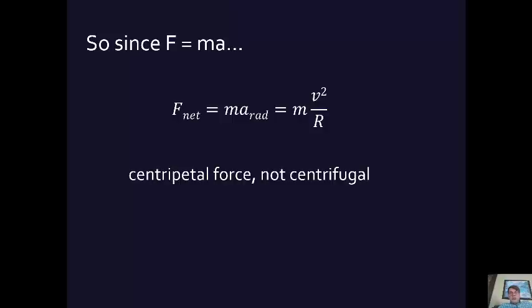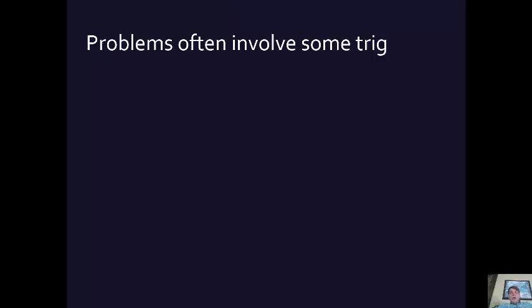And so that net centripetal force is going to be ma, or the mass times the radial acceleration, or since the radial acceleration is v squared over r, it's going to be the mass times v squared over r. Nothing really complicated here. We're simply taking what we learned about acceleration in Chapter 3, and we are now adding the sense of F equals ma to it.